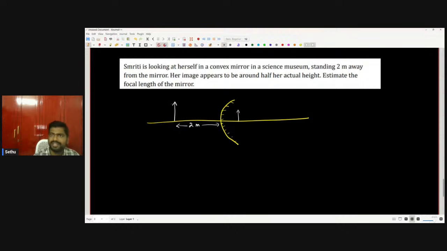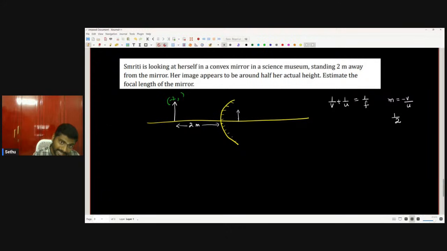Whatever you know, first write it in terms of coordinates. So this is -2. You only know this y coordinate, I do not know. By the way, all of this we are going to write in pencil. 1 by v plus 1 by u is equal to 1 by f. And you also know that magnification is minus v by u. Magnification is 1 by 2 because her image appears to be around half her actual height.